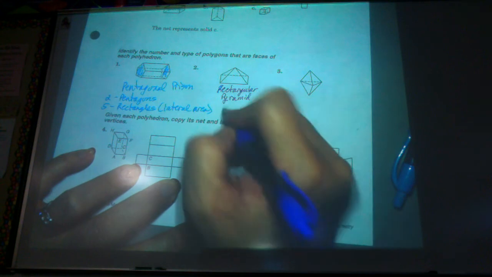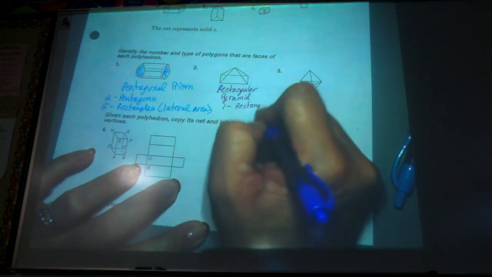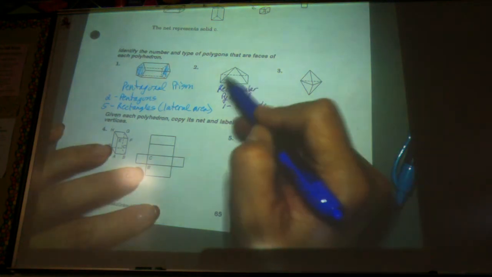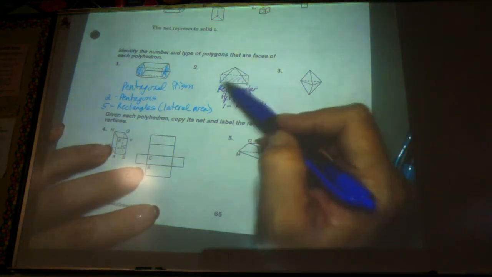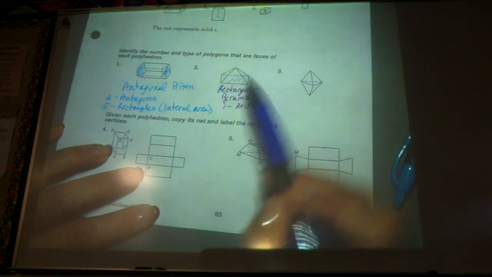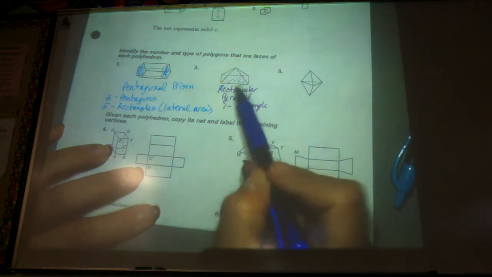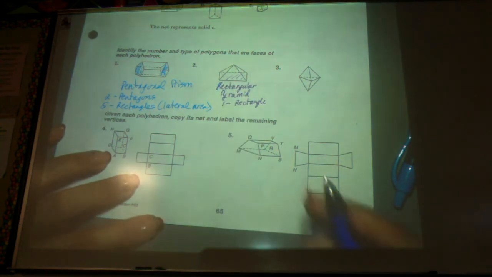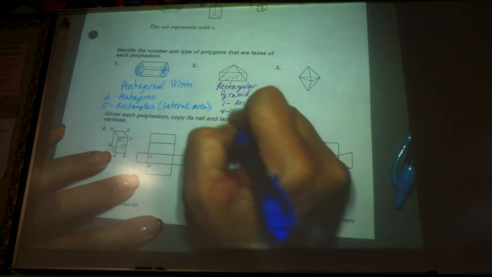What's its base? That rectangle. Now pyramids are different than prisms. The faces that go around the base of a pyramid are what shape? Because this is my base. What shape is this right here? A triangle. That means that all the faces that go around that base are triangles. So how many sides on the rectangle? 4. So that means I have 4 triangles.